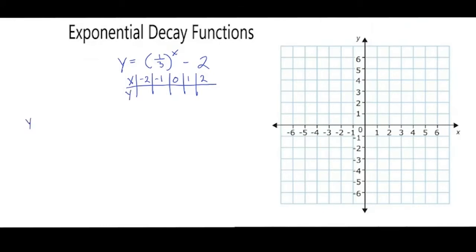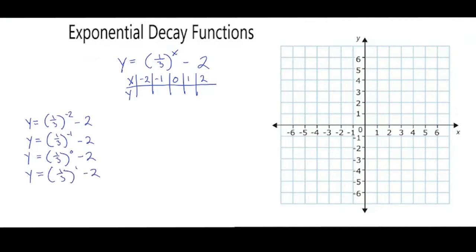So we'll say y equals 1/3 to the -2nd power minus 2. Y equals 1/3 to the -1st power minus 2. Y equals 1/3 to the 0 power minus 2. Y equals 1/3 to the 1st power minus 2. And y equals 1/3 to the 2nd power minus 2.